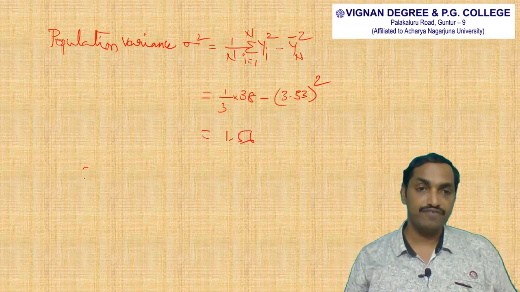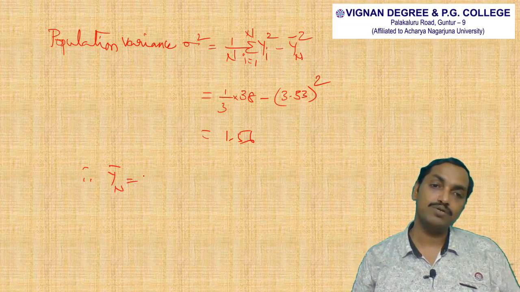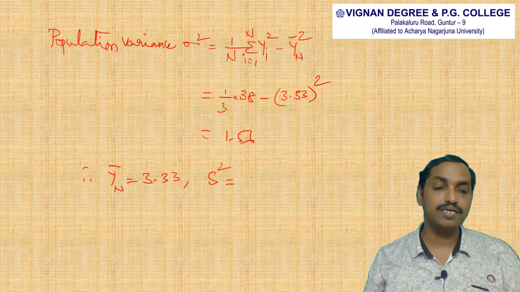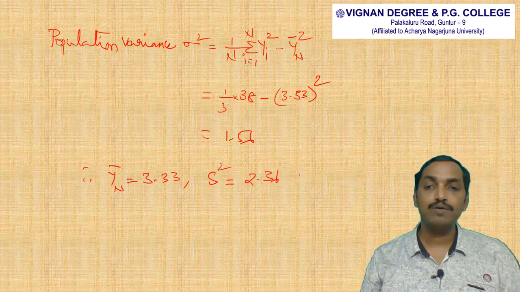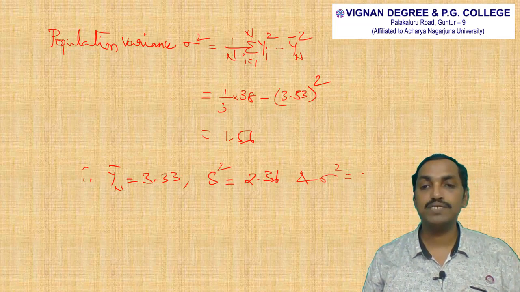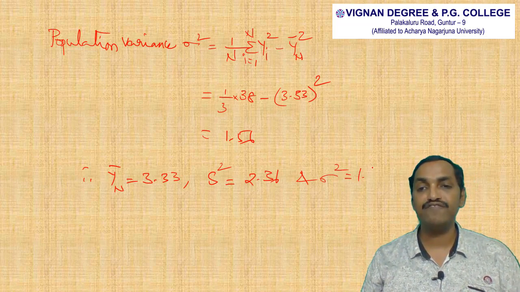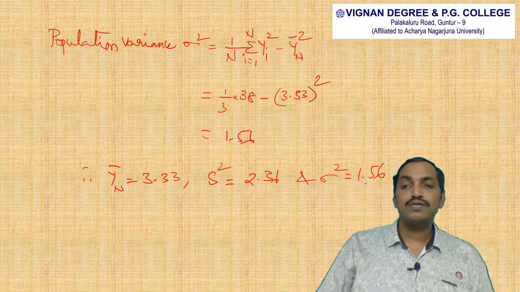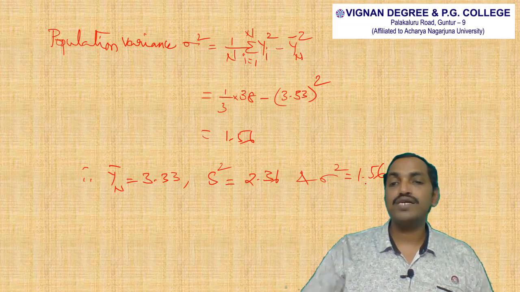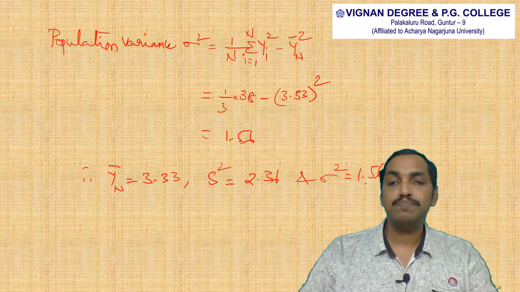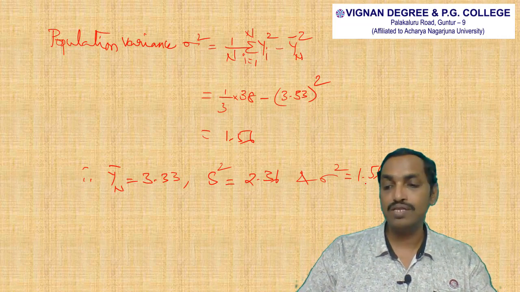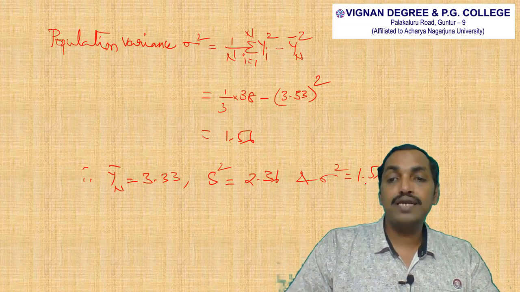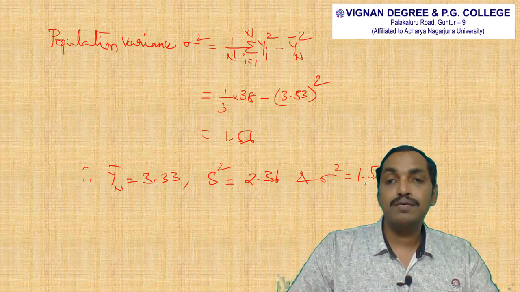Therefore, population mean yn bar is equal to 3.33. Population mean square capital S square is nothing but 2.36, and population variance is nothing but sigma square, which is equal to 1.56. Now, till now we calculated all the parameter values. That means all the values regarding the population. Now, we are going to calculate the values regarding samples.